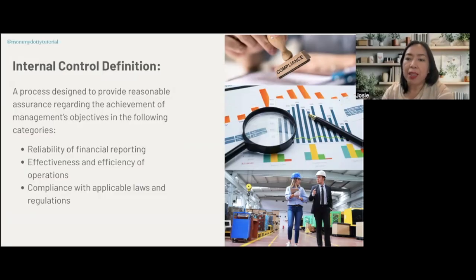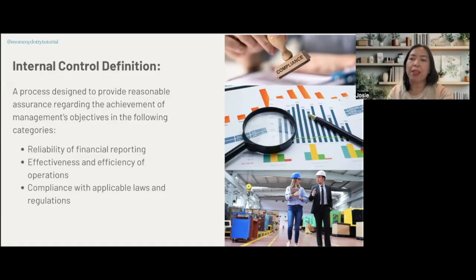First is the reliability of financial reporting. Example, the company's internal control procedures include regular reconciliation of financial statements, segregation of duties between employees, for example, those who are handling finances and those authorizing transactions, and a thorough review process for any significant financial entries. So these measures help ensure accurate and transparent financial reporting. This is meant to reduce the risk of errors or fraud that could misrepresent the company's financial position.